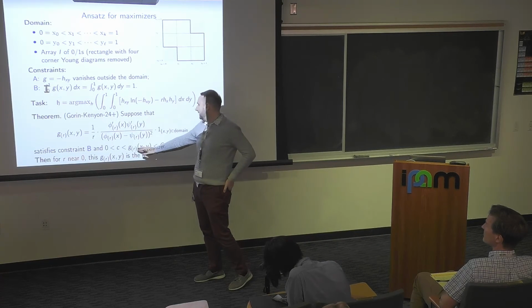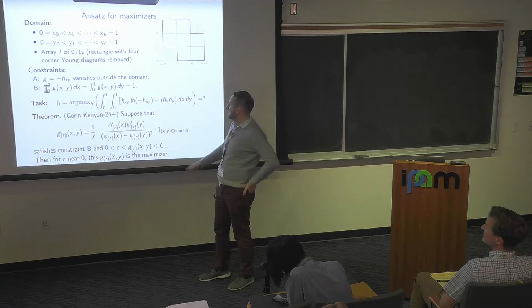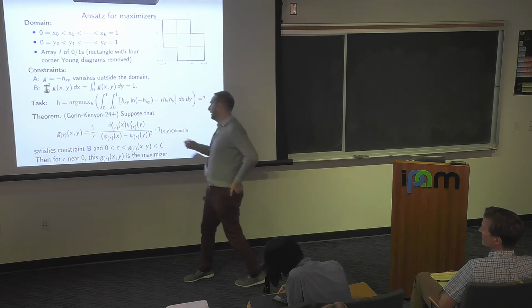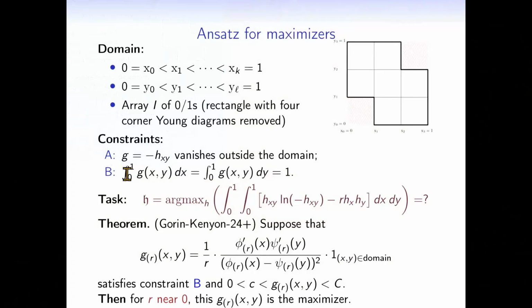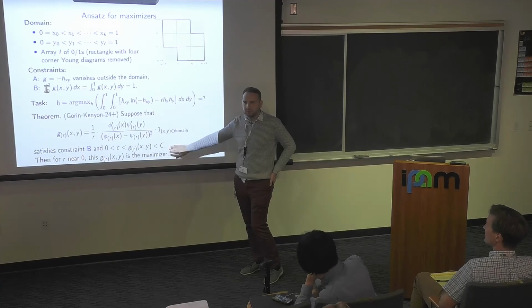And in addition, suppose that this function didn't have any explosions, that it's bounded away from 0 and from infinity. Then I claim that if you manage to do that, and if in addition you know that r is small, then this function indeed gives you a maximizer.